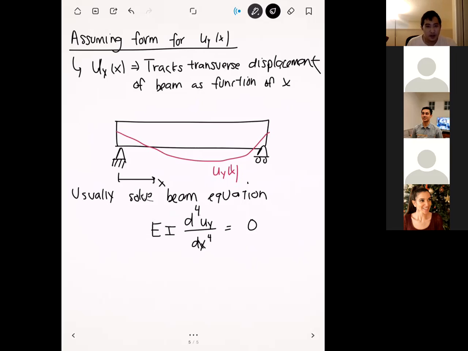But in this class, we're not really interested in solving these ODEs, because we're interested in doing finite elements. And so what we're going to do instead of solving this, we're going to half solve it. We're going to assume a form of the solution that satisfies this equation.